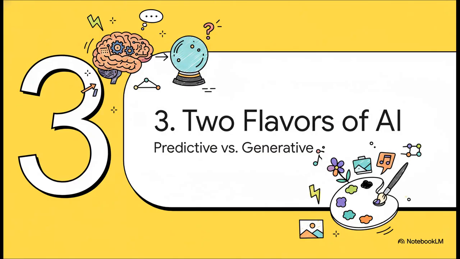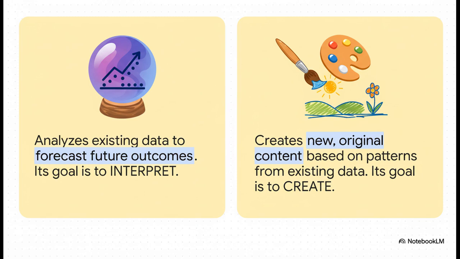All right, so now that we've got our guide, let's actually put it to work. We're going to start by breaking down the two main flavors of AI that you're going to run into pretty much everywhere these days: predictive AI and generative AI. And the difference between them is actually pretty simple, but it is so important.